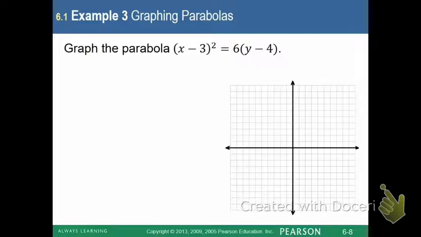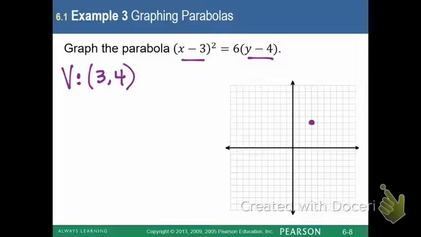Now we're going to do just a couple simple ones where they give us the equation and we just need to graph it. So, kind of following the steps we did earlier. First, we want to name where the vertex is. We look at x first, flip the sign, so positive 3, and then y, so positive 4. So my vertex is at (3, 4).